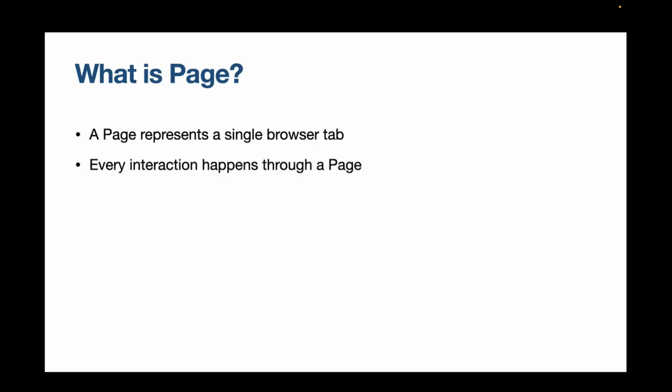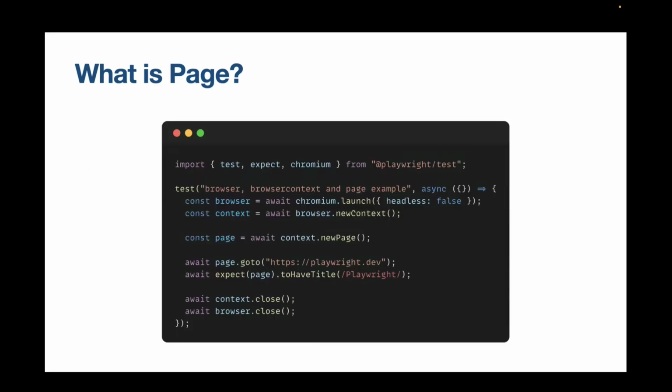every browser automation task. This test launches a Chromium browser, creates a new isolated browser session using browser context, and then opens a new browser tab with page. The test navigates to the playwright.dev website and verifies that the page has the title Playwright. It then finally closes the browser context and browser to clean up all the resources.